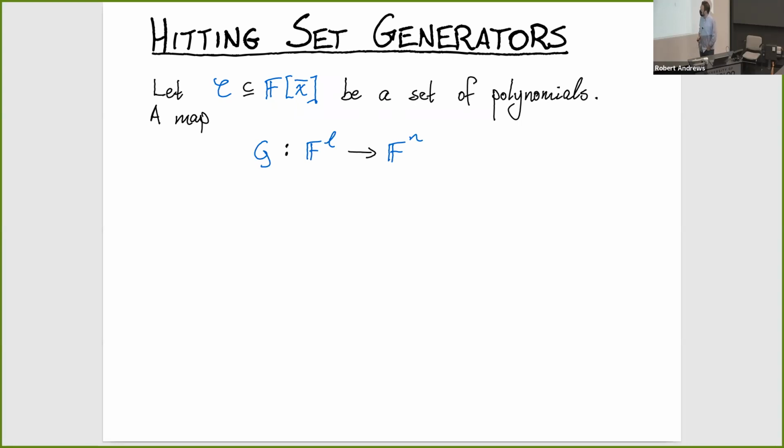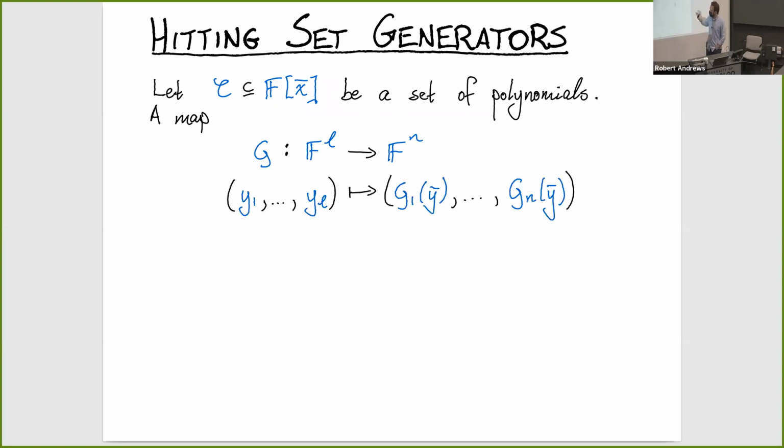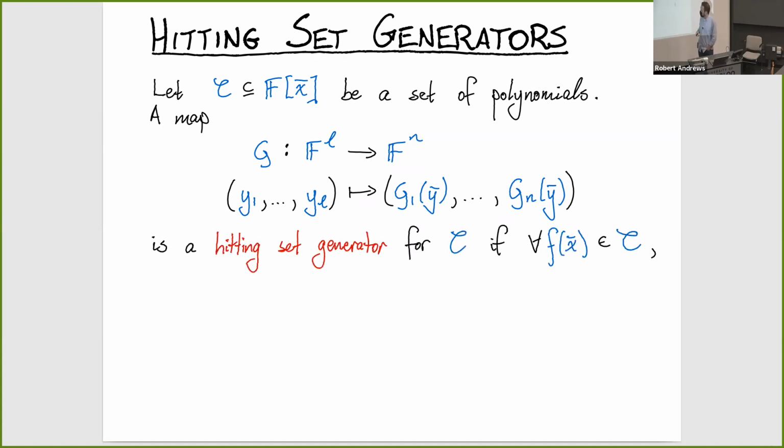Okay, so what's a hitting set generator? It's a map that will take L variables to N variables. And the output coordinates of this map are given by polynomial functions in the inputs. And we're going to say it's a hitting set generator for this class if for every polynomial f in the class, f is 0 if and only if its composition with the generator is 0. So you should think of this as a way to reduce the number of variables present in your polynomial while preserving zeroness and non-zeroness. Right? Clearly, zeroness will be preserved. Preserving non-zeroness is the interesting part.